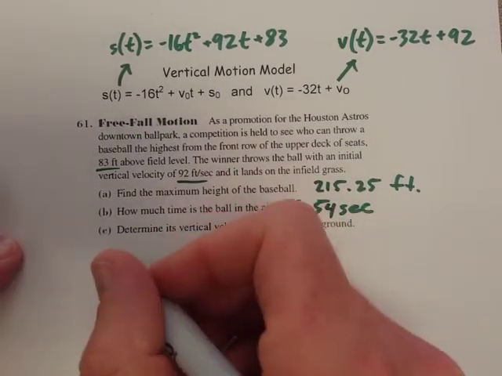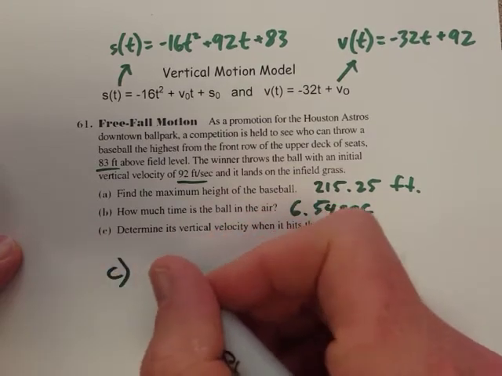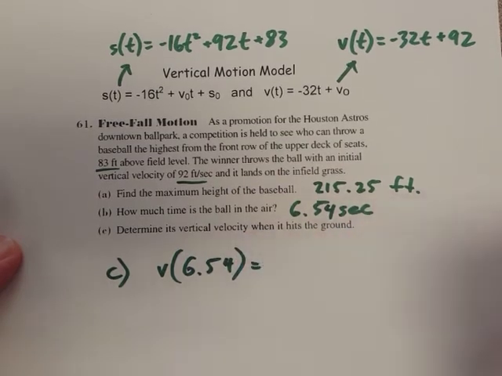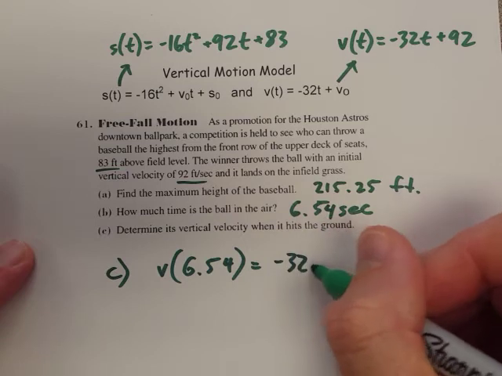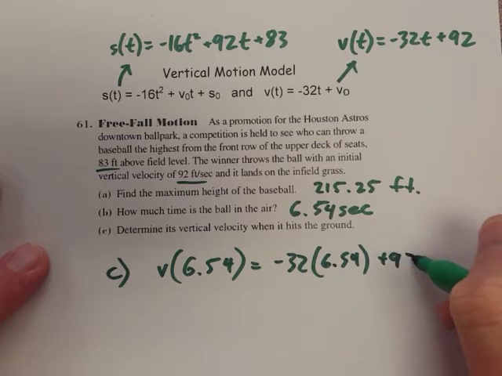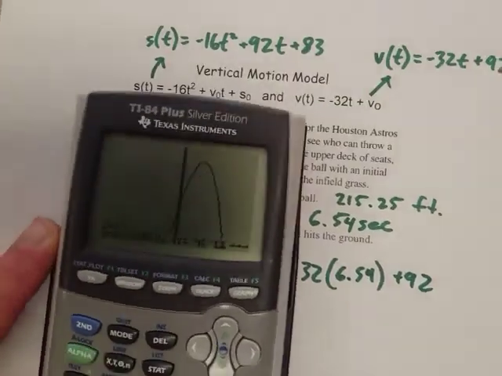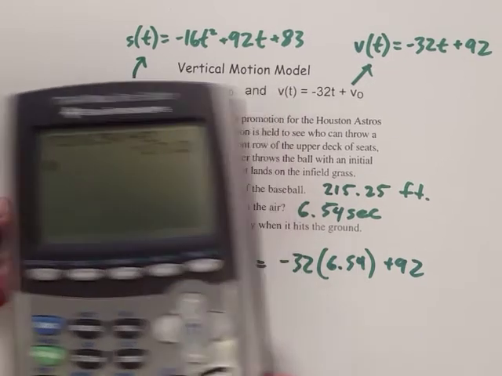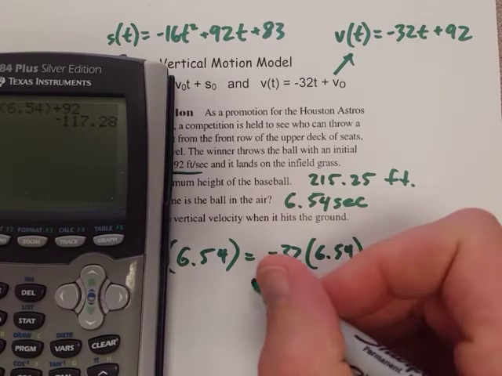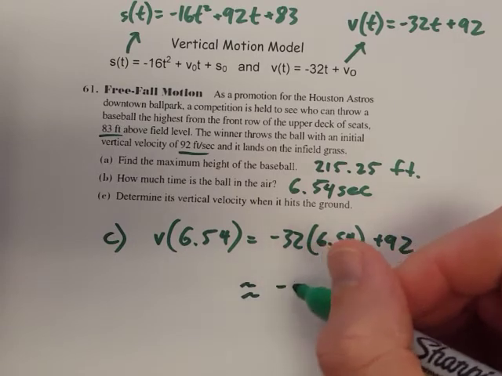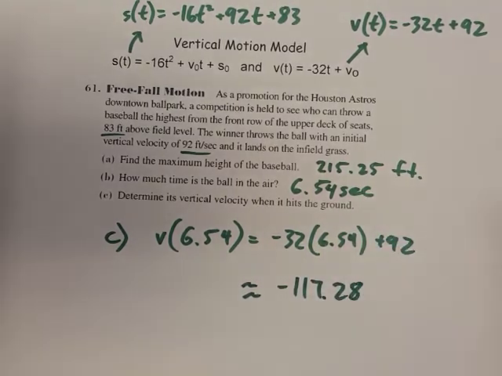So now I'm going to plug in, this is part C, V of 6.54, because that's the time we're looking at, is -32 times 6.54 plus 92. So punch that in. And what we're looking at is about -117.28 feet per second.